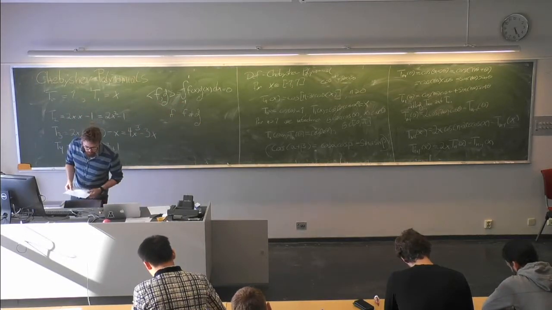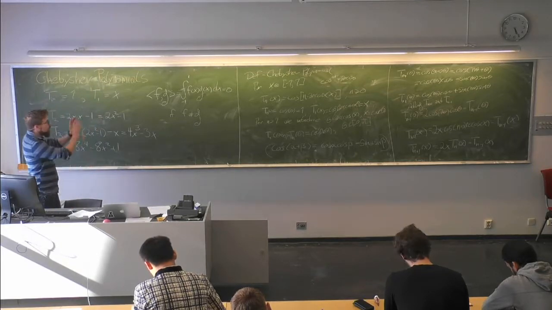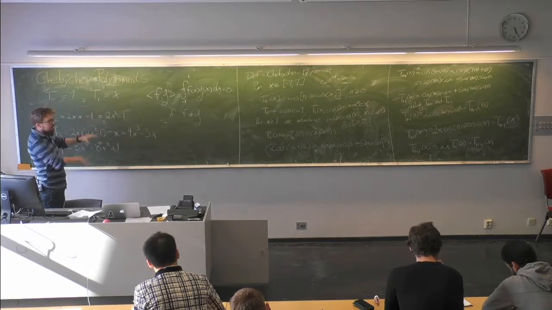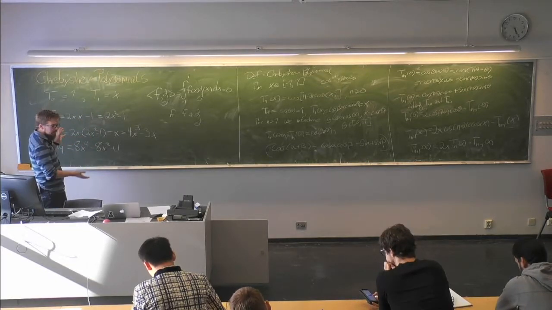They are orthogonal polynomials. What we could also do with this norm is scale them. I'm not sure if they have length 1 as they are now.